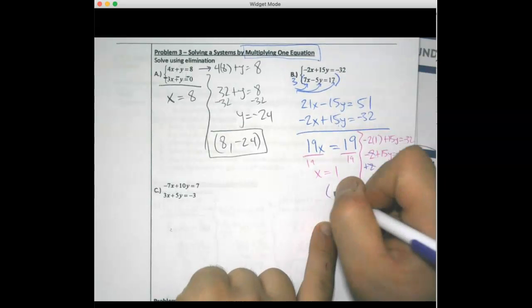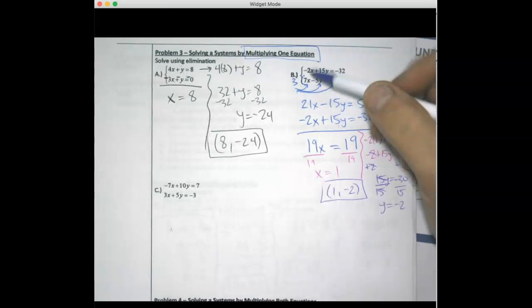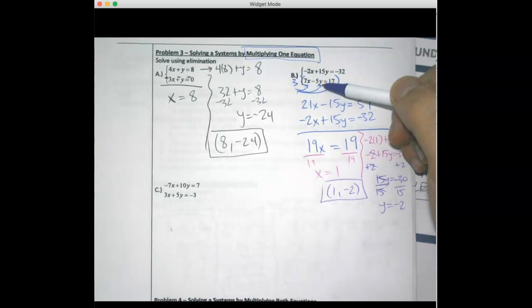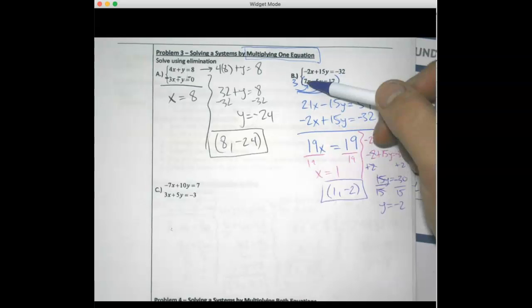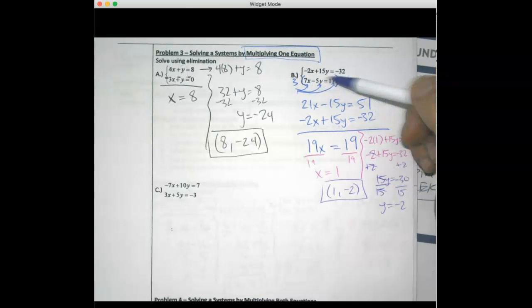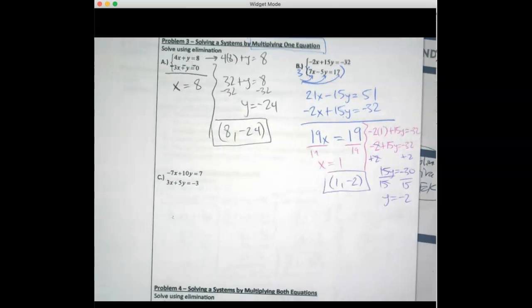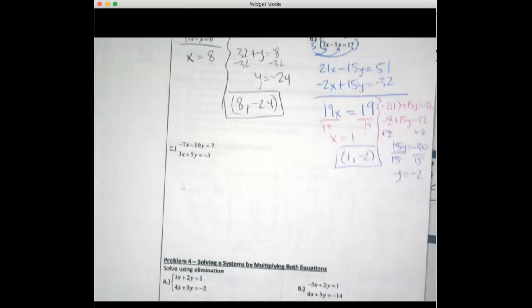Write your answer as x comma y, and I would check it here. 7 times 1 minus 5 times negative 2. 7 times 1 is 7, 5 times negative 2 is negative 10, but remember it's minus negative 10, so 7 minus negative 10 is aka 7 plus 10, which is 17. So there's that one, and I think that'll be good for today.